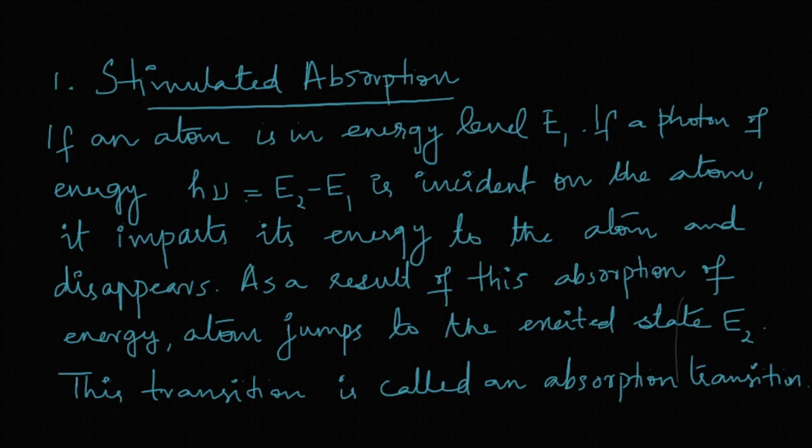In stimulated absorption, if an atom is in the energy level E1 and we have a photon h nu which is equal to E2 minus E1, here we are only considering a two energy level system, having a lower energy level E1 and an upper energy level E2, and a photon whose energy is just the difference between the two energy levels. If such a photon is incident on the atom, it will impart its energy to the atom and disappear. So we have the absorption of energy, and the atom jumps to the excited state E2 from E1. This transition is called an absorption transition.